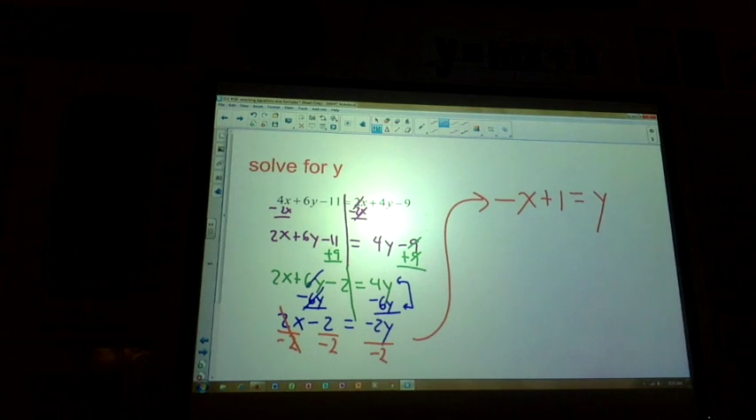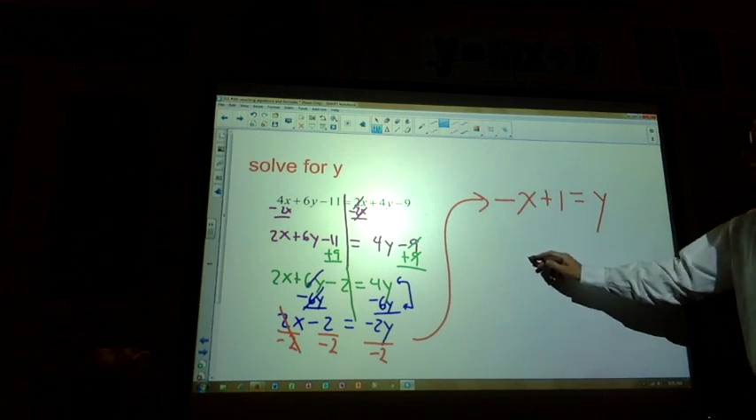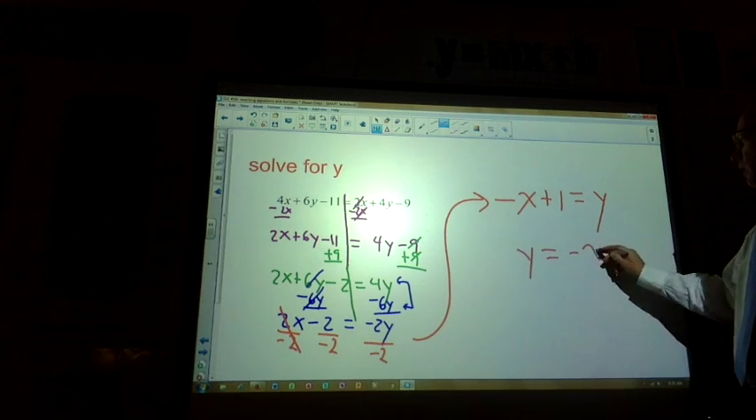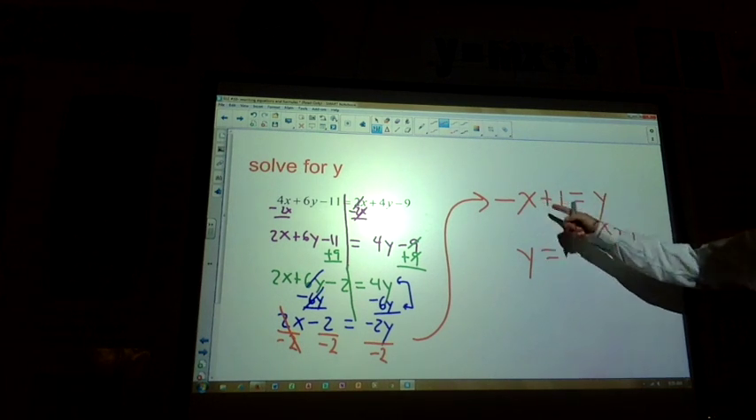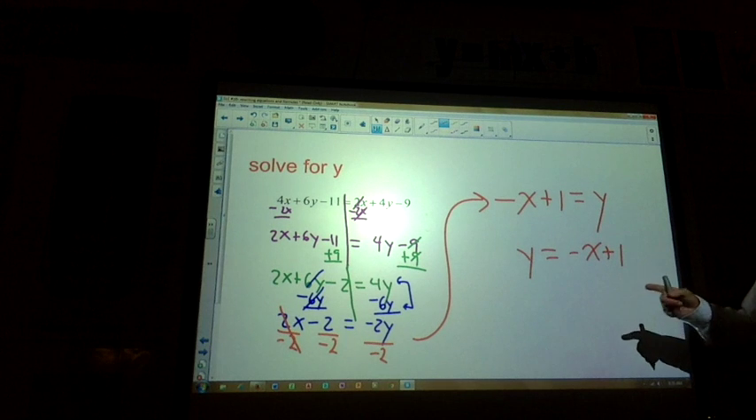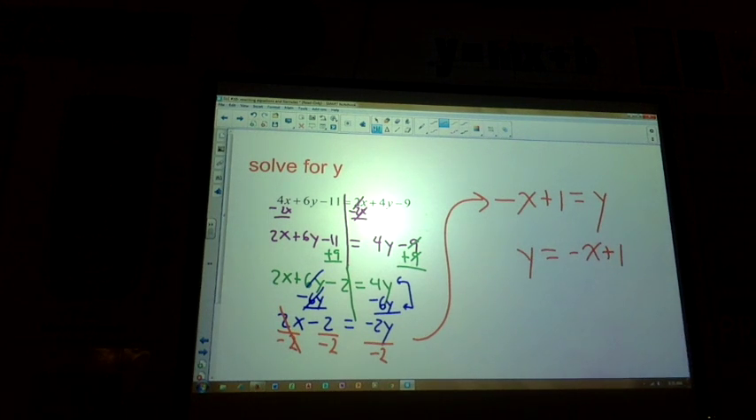Now, a lot of people get frustrated that, well, I solved for y, but it's on the other side. Could I rewrite this to look like this? Are all the signs the same? It's positive y, negative x, positive 1, positive 1. All the signs are the same. I can flip-flop it. It means the same thing. Which one's right? They're both good.